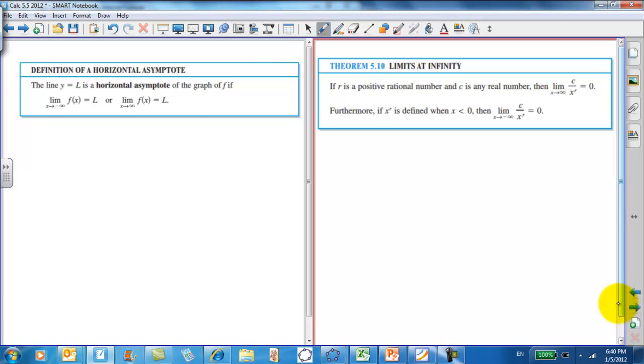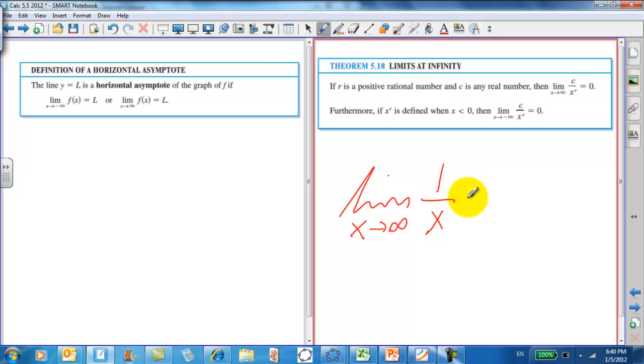Now, limits at infinity. If r is a positive rational number and c is any real number, then the limit as x goes to infinity of c over x to the r equals 0. Furthermore, if x to the r is defined when x is less than 0, then the limit as x goes to negative infinity of c over x to the r equals 0. The most common application of this is the limit as x goes to infinity of 1 over x. In this case, r equals 1, the constant c is 1, and that was equal to 0.